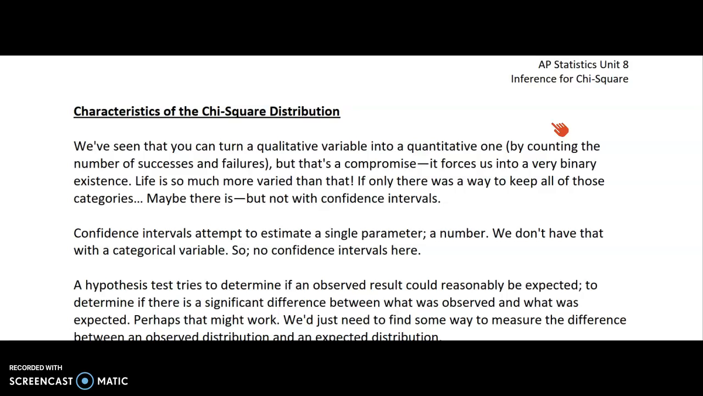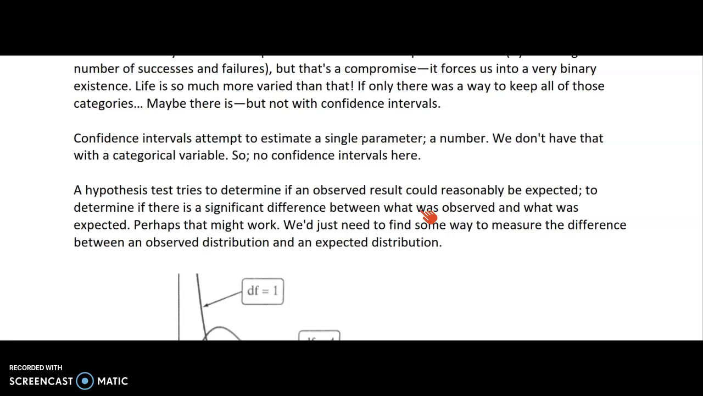Now, if only there was a way to keep track of all of those categories, and maybe there is, but we can't do it using confidence intervals because a confidence interval tries to estimate a parameter. And here, what we're going to be doing is we are going to be looking at an overall distribution. So, a hypothesis test tries to determine if an observed result could reasonably be expected, to determine if there is a significant difference between what was observed and then what was expected.